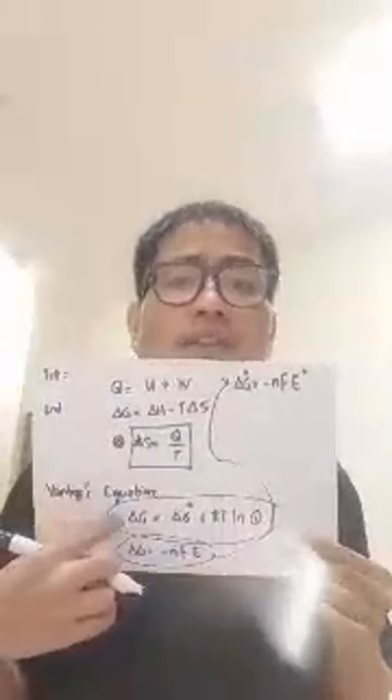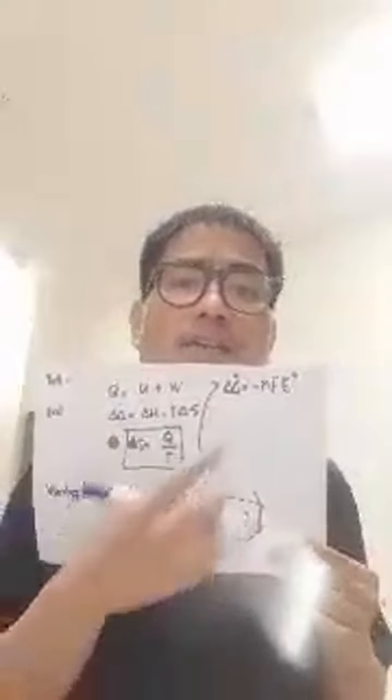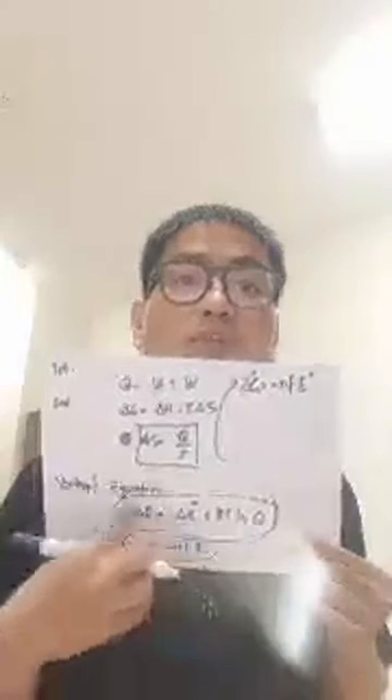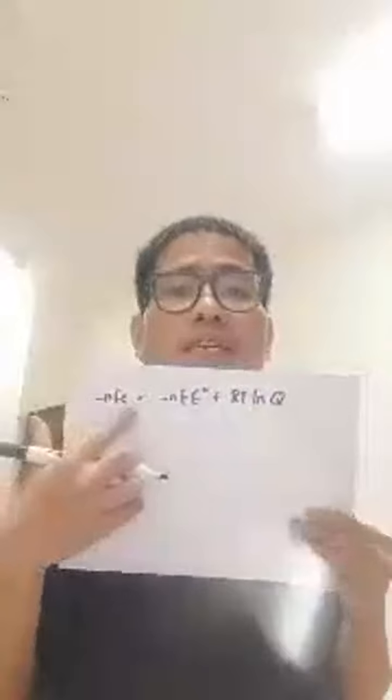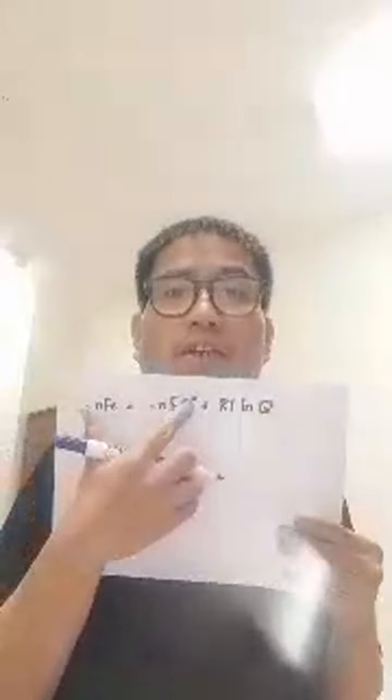Since our parent equation is delta G equals delta G standard plus RT ln Q, we have here the value and we also have here the value. Substitute that in the parent equation. So substitute, guys. We have negative nFE equals negative nFE standard plus RT ln Q.